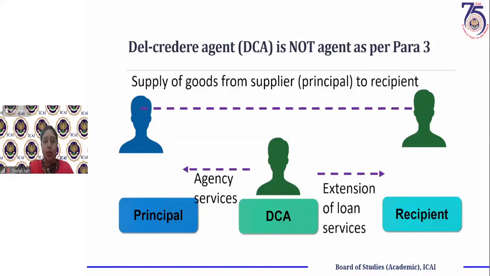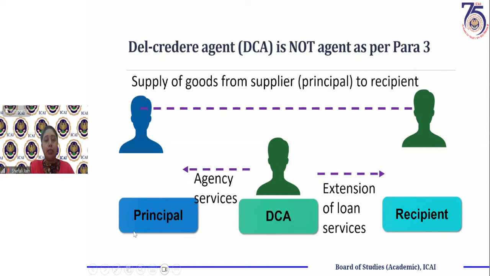Now, how will this transaction work? Supply of goods from principal to recipient will be a supply. Agency services by the del credere agent to the principal, because he is receiving consideration for his agency services, this will also be a supply.